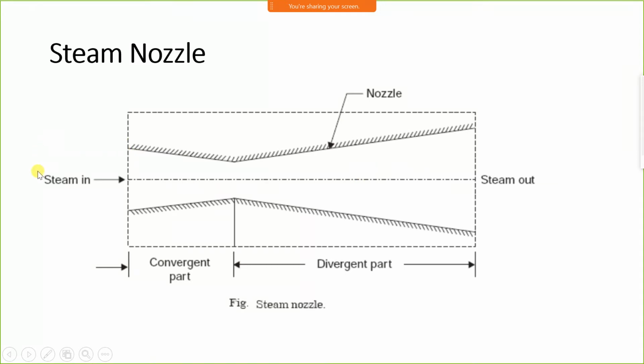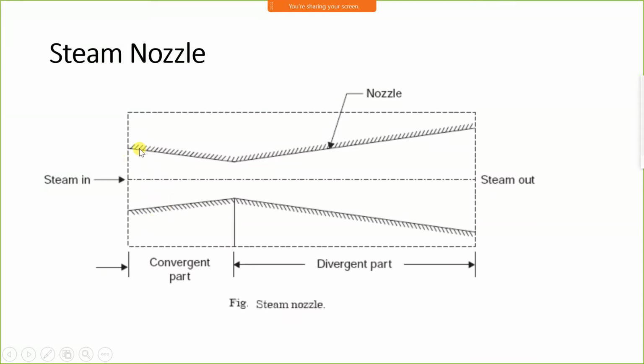Means at the inlet of the nozzle, temperature is very high and velocity is very low. While passing through the nozzle, temperature decreases and velocity increases. Therefore, at the outlet of the nozzle, velocity is very high and temperature is very low. In fact, in most cases, we consider the velocity at the inlet of the nozzle to be negligible.